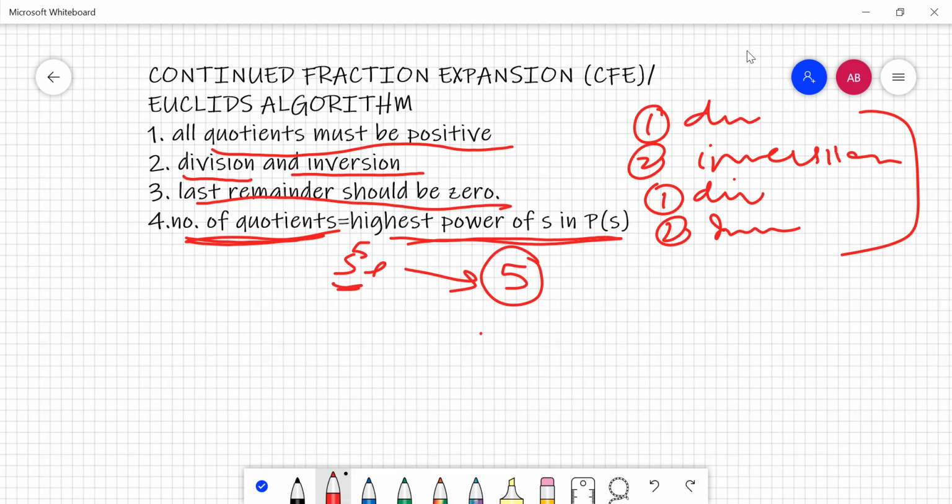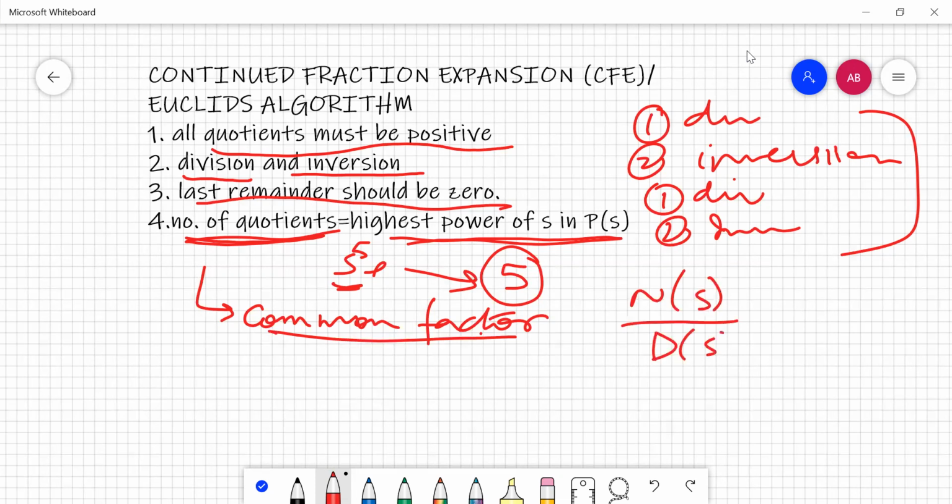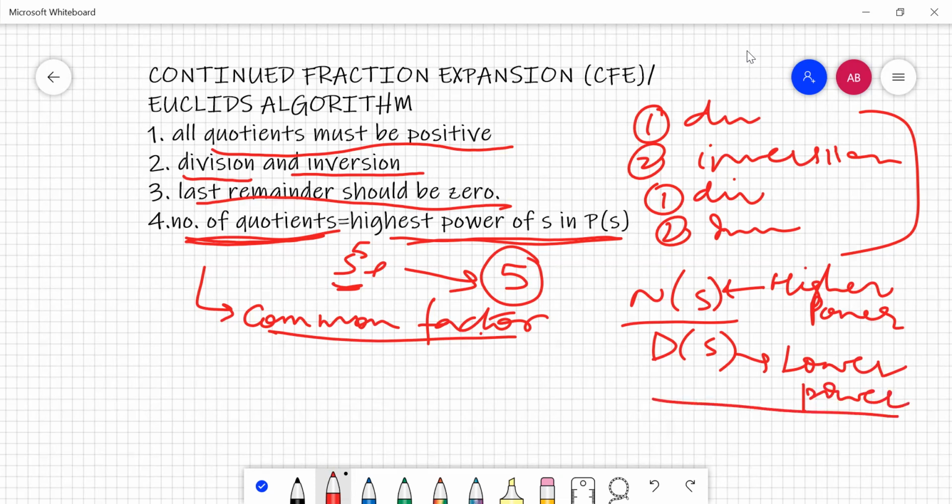If you are not getting the quotients equal to the highest power of s, then that means there must be some common factor in that polynomial, because we always go for the CFE of numerator divided by the denominator. Higher power is always considered as the numerator, while the lower power always divides the numerator. So if the CFE is stopping abruptly, and only after the first step you are getting a 0, that means there is a common factor between the numerator and the denominator.